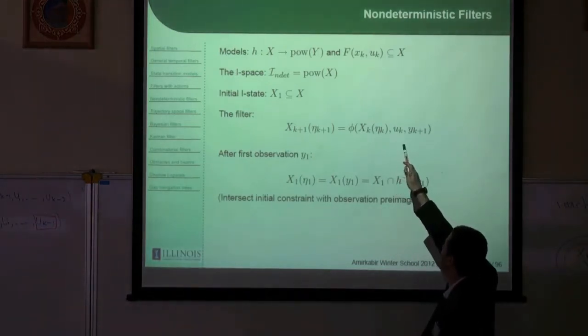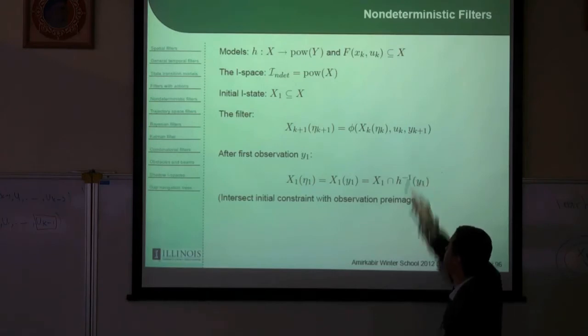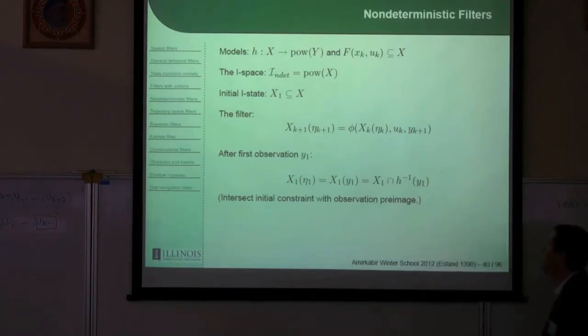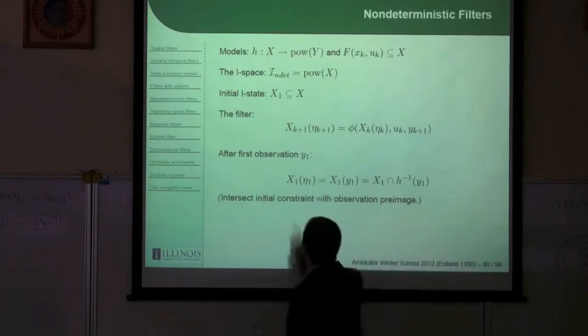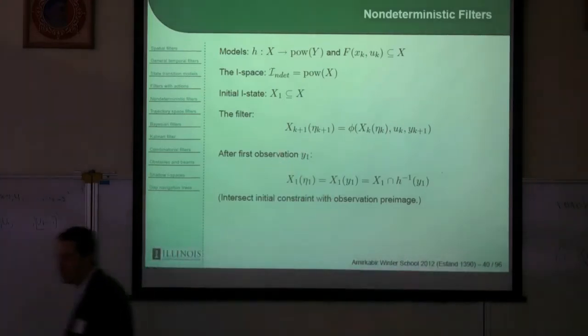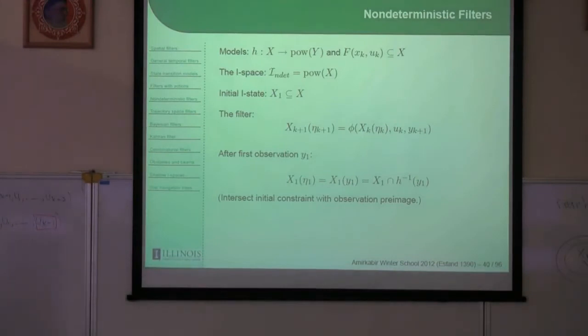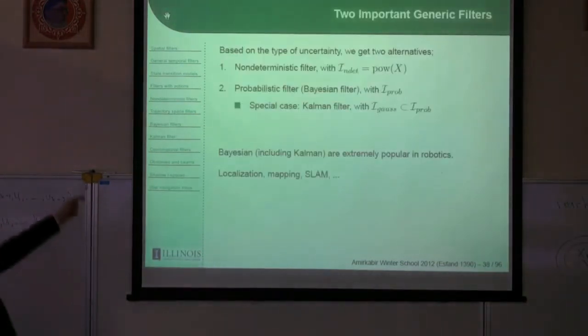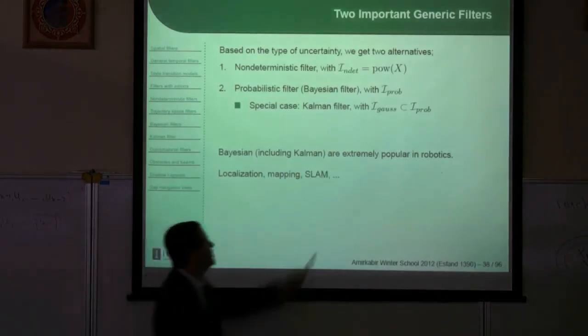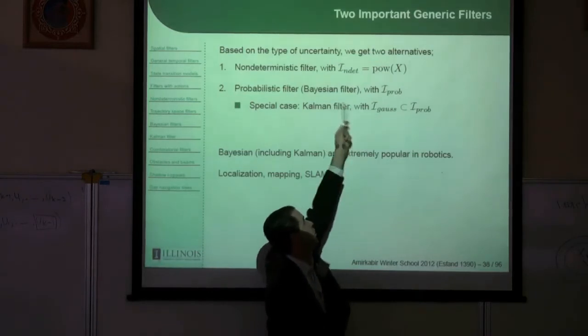I want to talk about f of xk, uk, a subset of X. So I'm going to use that notation, right? That's going to be the set of possible states given xk and uk. I have something I'm calling I sub ndet. That's the non-deterministic information space. It's just the power set of X. Let's see. I gave that notation here, I guess, under bullet number 1. Let's just point that out. There's going to be two of them. There's going to be the non-deterministic one and the probabilistic one.